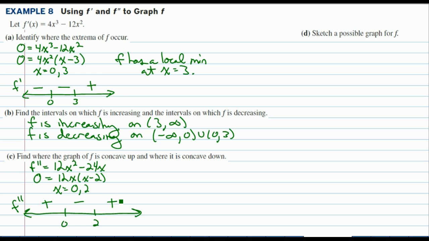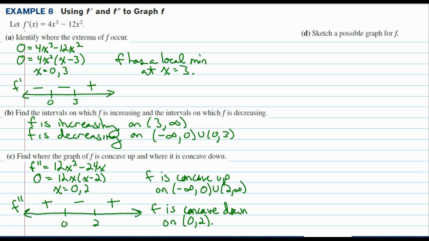So I have inflection points at 0 and 2 because the concavity changes, but that's not what it's asking me. It's asking me where f is concave up, so where the second derivative is positive, and that's going to be from negative infinity to 0, and then 2 to infinity. And then f is going to be concave down between 0 and 2, where the second derivative is negative.